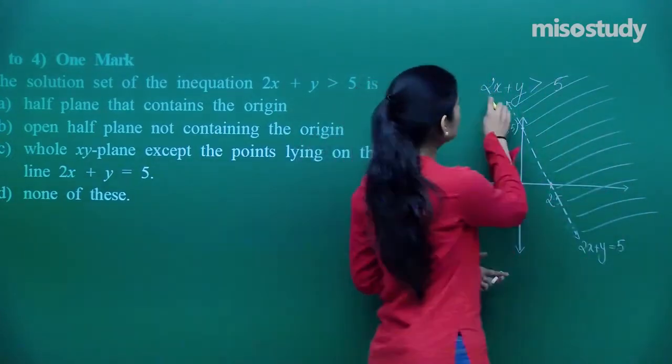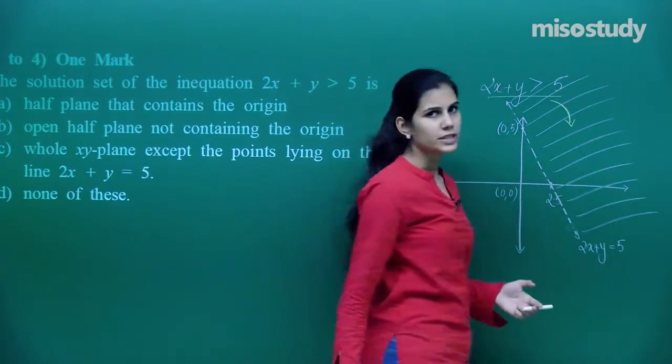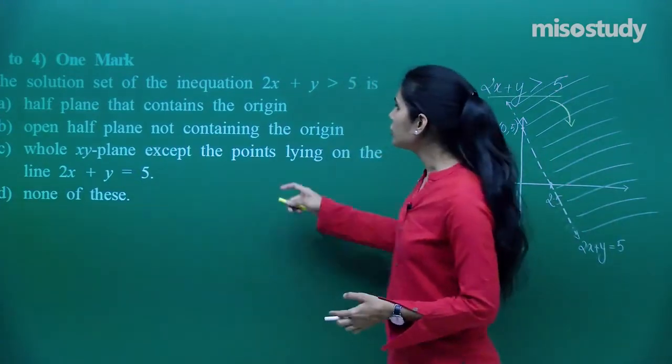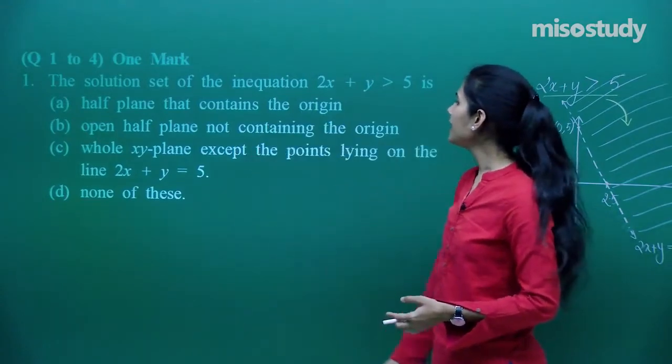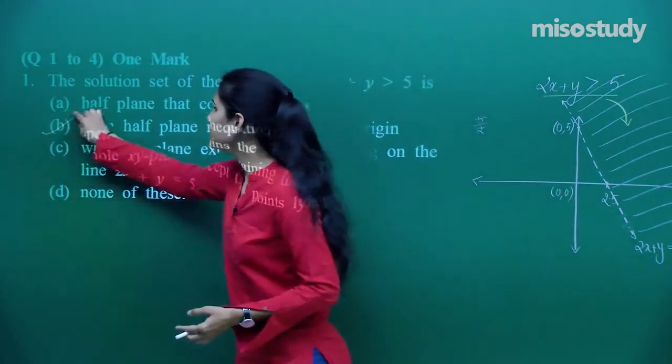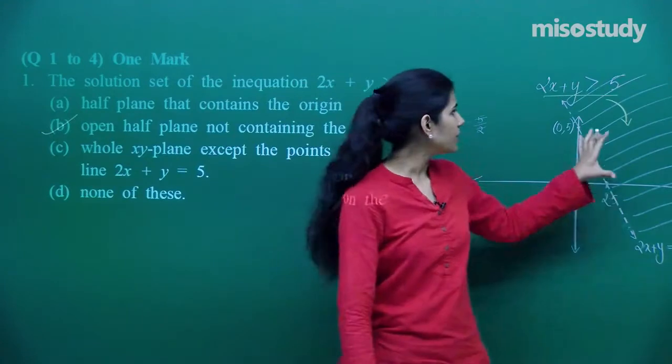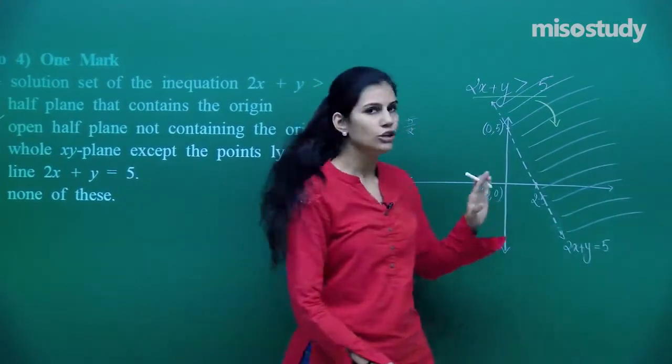This is the region represented by 2x plus y greater than 5, and so the region is a half plane that contains the origin, no. Open half plane not containing the origin, yes. This is my answer. This is an open half plane which is not containing my origin.